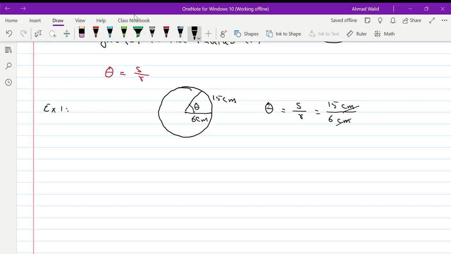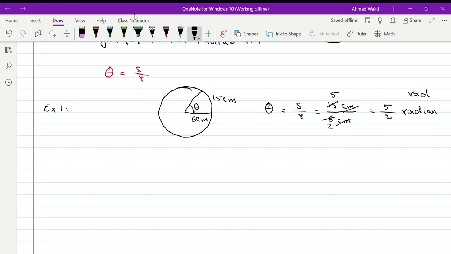Centimeter cancels out with centimeter. You can divide 15 and 6 by 3. 3 goes 2 times into 6 and 3 goes 5 times into 15. It means your measure of the angle is 5 over 2. But what is the unit? Radian. After this, I will just write rad. It means radian. Correct? This is how you find the measure of an angle in radian.